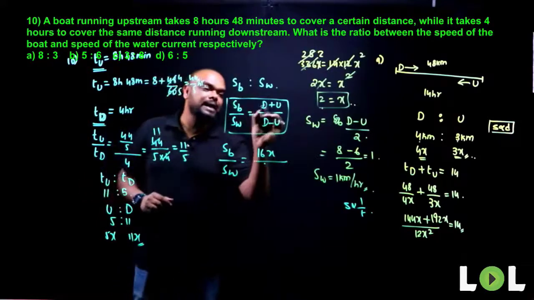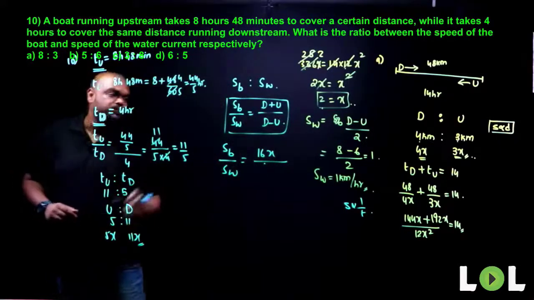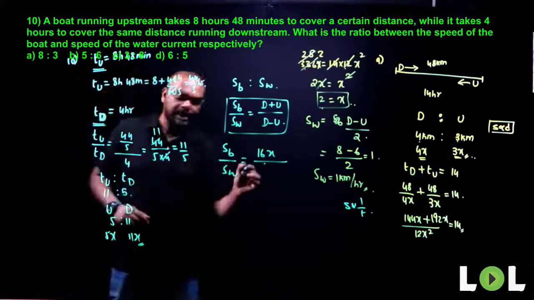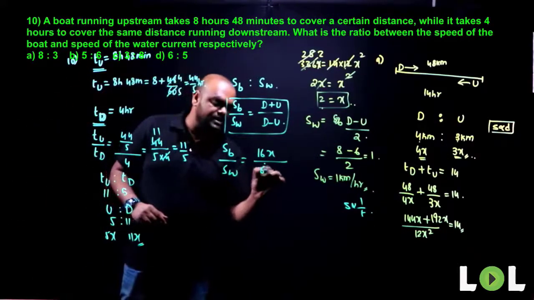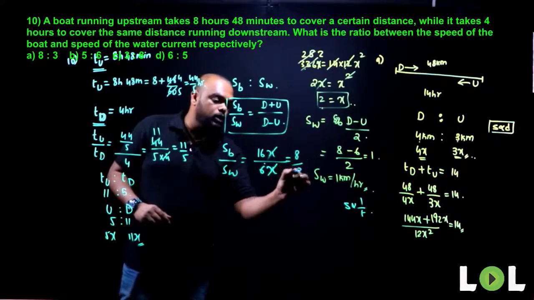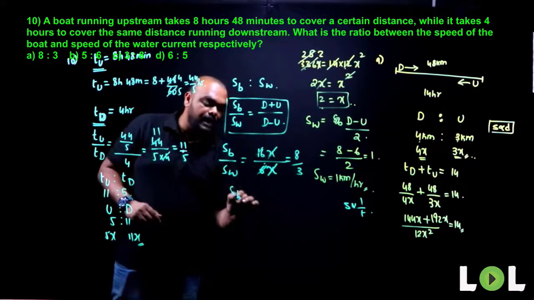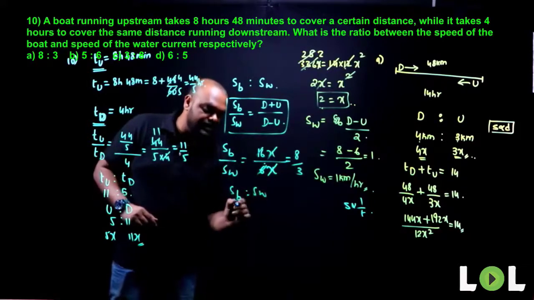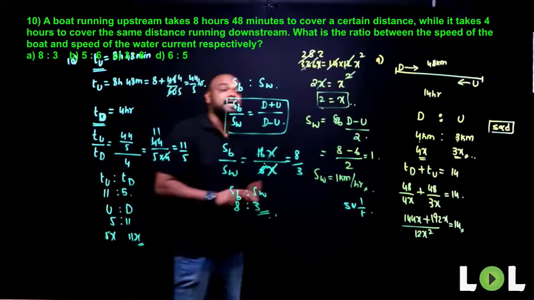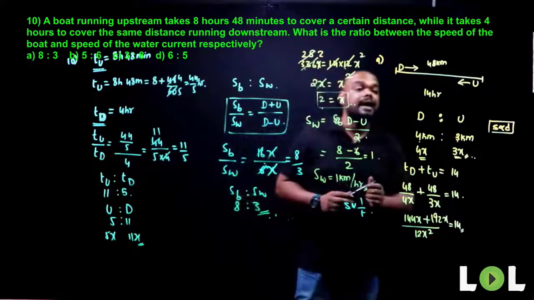So what happens? D plus U, that is 11x plus 5x is 16x. D minus U, 11x minus 5x. What is 11x minus 5x? That is 6x. x gets cancelled. 2 into 8, 2 into 3. So SB is to SW is 8 by 3. That is 8:3. And that must be my final answer.